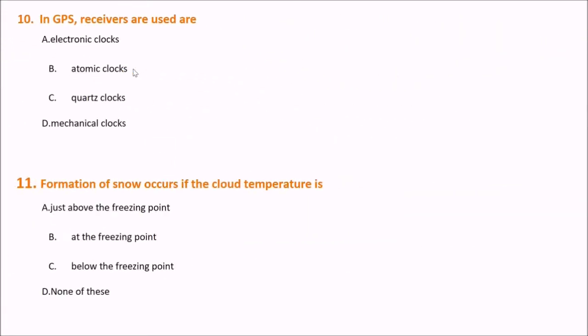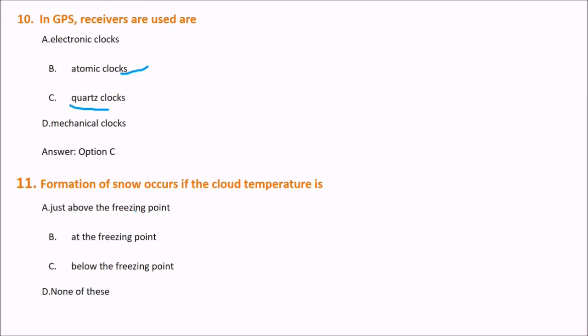Next is, in GPS, receivers are used. These are what? The receivers are used in GPS: electronic clocks, atomic clock, quartz clock, mechanical clock. What are these clocks? The answer is quartz clock, because the atomic clocks are used in the sender. In GPS satellites itself, you have a very fine, very sophisticated clock, which is the atomic clock. But in our receivers, they are quartz clock.